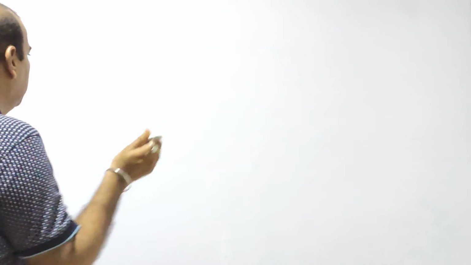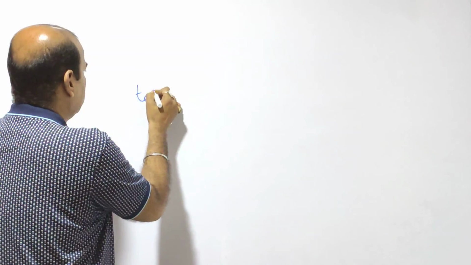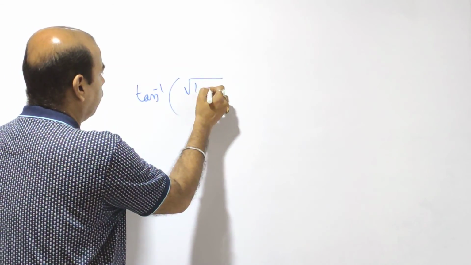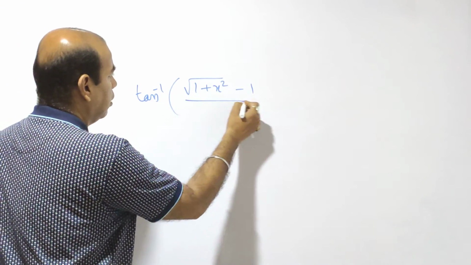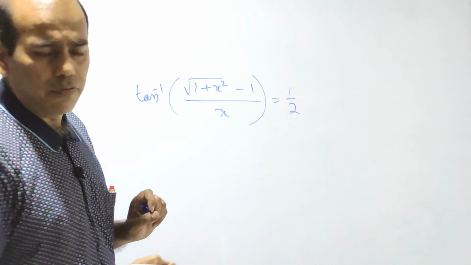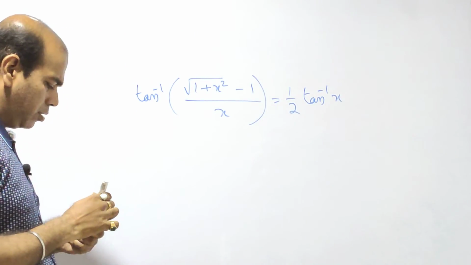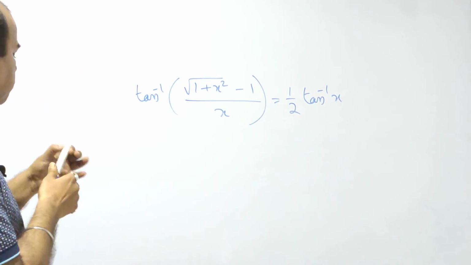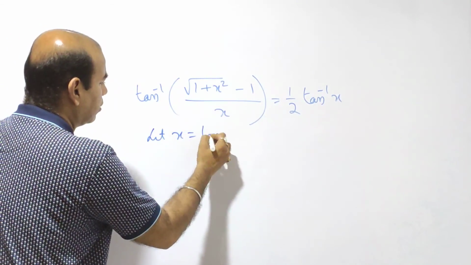I will take another very, very important question, students. By the substitution method, how will I show that tan inverse of root over 1 plus x square minus 1 by x is equal to half tan inverse x? Let me prove this. This is very easy. Let x equal tan theta.